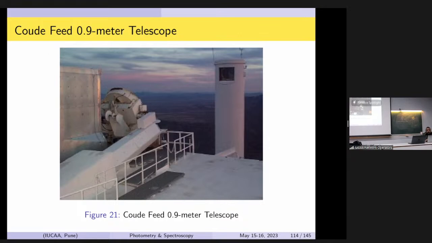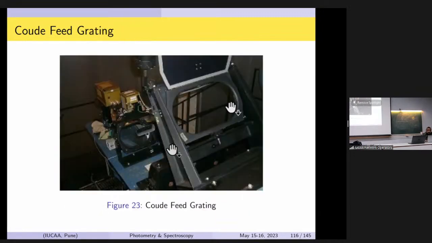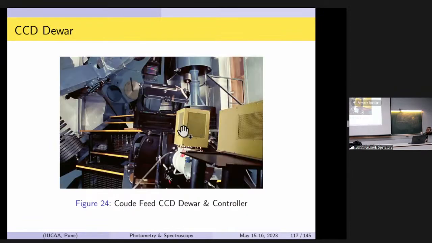Then the light comes from that terrace, comes down here, where you have all the lamps, because the spectrum has been taken, but you have to calibrate what the x-axis is. Whether you have the blue or red region, you don't know. So you have to have spectral lamps like mercury and others whose wavelengths are known. Then the light goes down further into a room of this size, where you have the huge gratings. And further down, the light comes and there is a CCD detector controller.